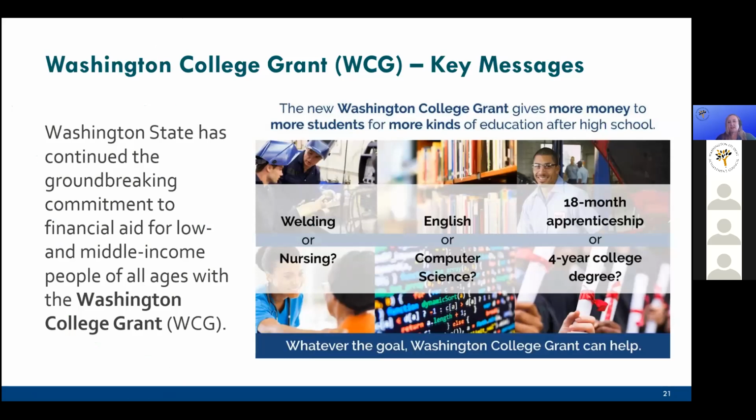So with the Washington College Grant, it's a groundbreaking commitment to financial aid for low-income students and individuals. They can now get funding for whatever they like to study, pretty much. Apprenticeships, new L&I apprenticeships approved, have been put into effect as well. And I wanted to point out that although our advertisements all say 18-month apprenticeships, it is not limited to 18-month apprenticeships. They just need to be approved ones. So with the guaranteed funding, a lot more students have access to much more education.